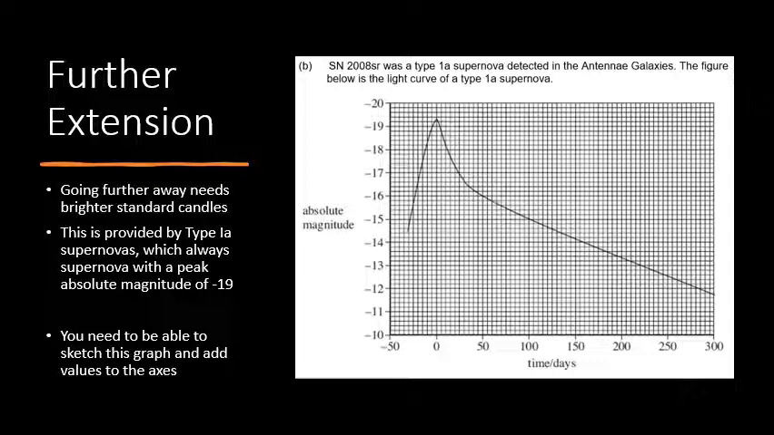Most important thing is that you need to be able to sketch this graph and add values to the axes. So on the axis there, 0 is marked as where the peak occurs, and so the supernova actually starts happening before 0, before the peak, and the supernova lasts for sort of 300 days, 400 days beyond that. So you've got to mark minus 19 on your absolute magnitude scale, and you've got to mark sort of minus 50, 0, and 300 on your time scale in order to get the marks should this turn up in an exam question.